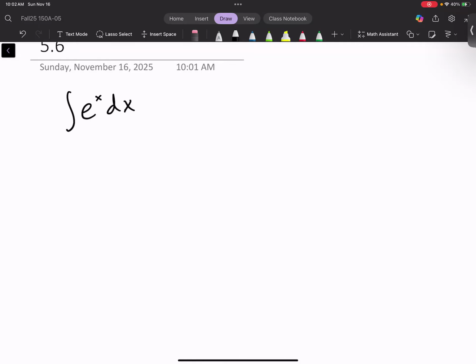Okay, so we talked about this in 4.10. Again, this one should be very quick, right? Just because the derivative of e to the x is e to the x, so the antiderivative is e to the x as well, plus c, of course.